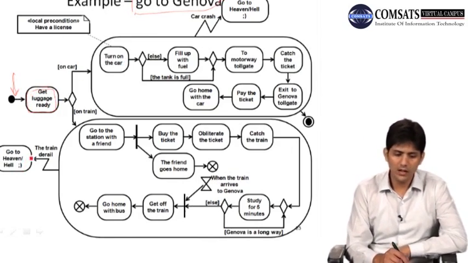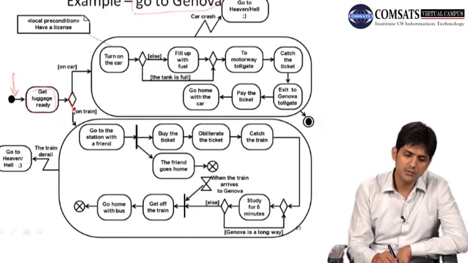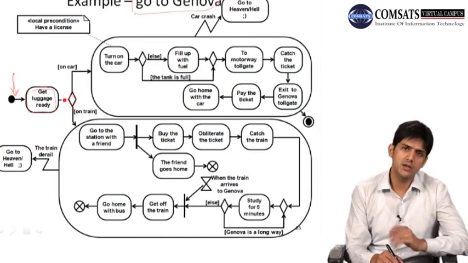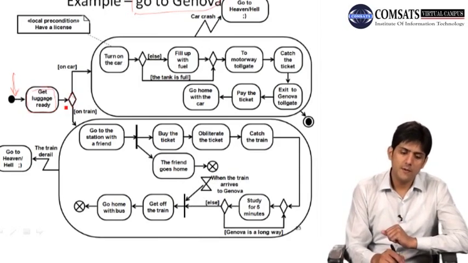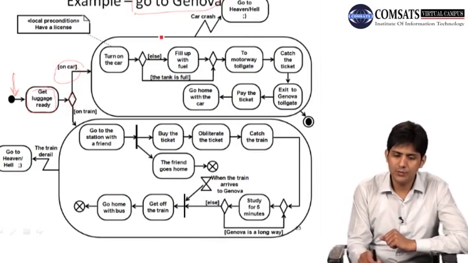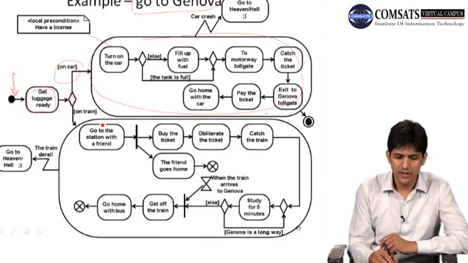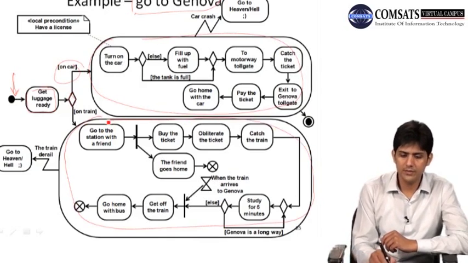Now when you have your luggage ready, there is a decision box. Either you are going by car or you are going by train. You can have another action which might say that you are going on a plane. Based on the car, the set of actions would be totally different. So these are the set of actions that you might perform if you are taking a car, and these are the set of actions you might perform if you are going by train.